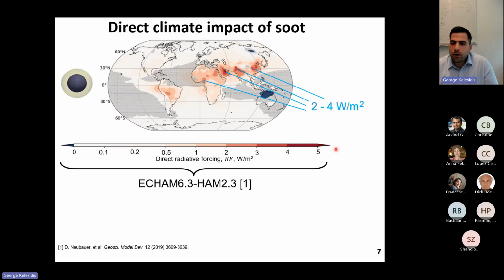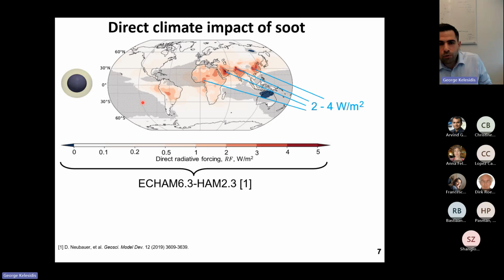The direct climate impact of soot is typically quantified using its direct radiative forcing, which quantifies how much energy is added in the atmosphere by the soot light absorption. And typically, global climate models are estimating the distribution of the soot direct radiative forcing, assuming spheres. You can see, for example, such a simulation in this global map over here. So let me walk you through this rather complex map.